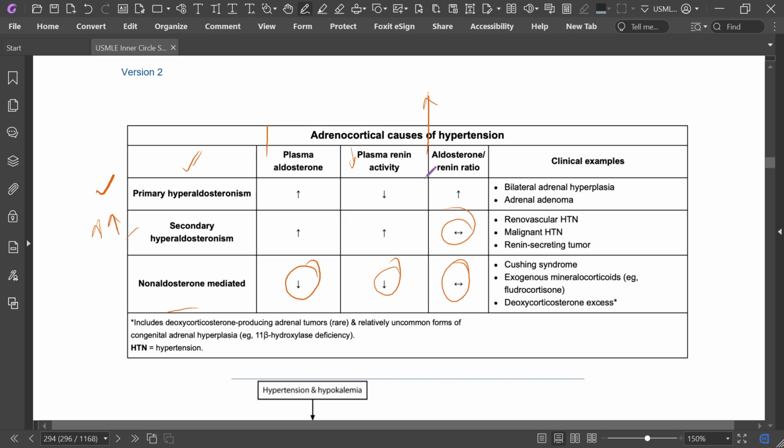In primary hyperaldosteronism, what are the causes or clinical examples? Bilateral adrenal hyperplasia and adrenal adenoma. Secondary hyperaldosteronism: renovascular hypertension, malignant hypertension, and renin secreting tumor. And non-aldosterone mediated: it may be Cushing syndrome, or exogenous mineralocorticoid like fludrocortisone and deoxycorticosterone excess.